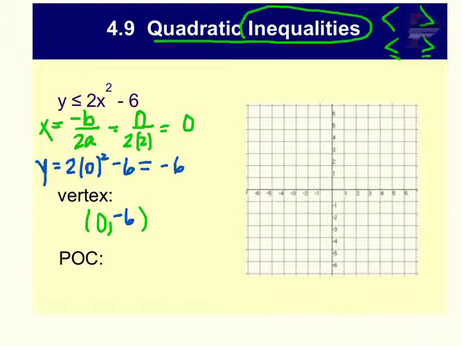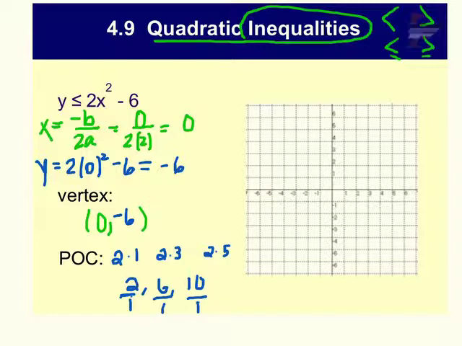Pattern of change, take your a value, which is 2, times a 1, times a 3, and times a 5. So you have a 2, 6, 10 pattern. Over 1, over 1, over 1.